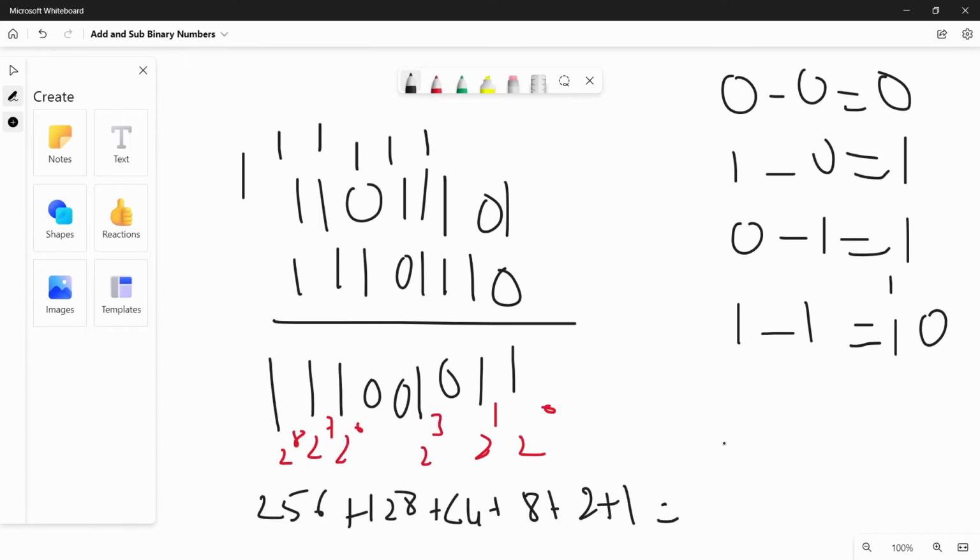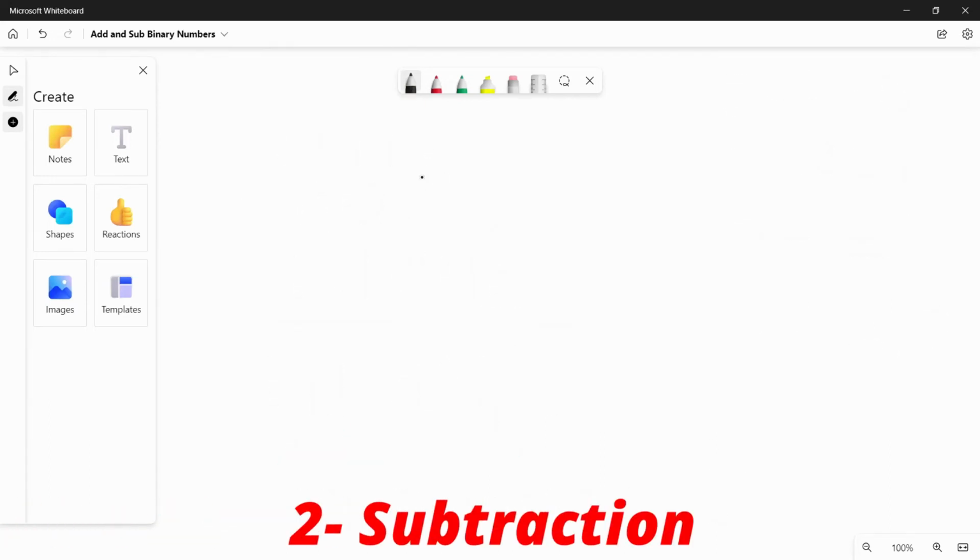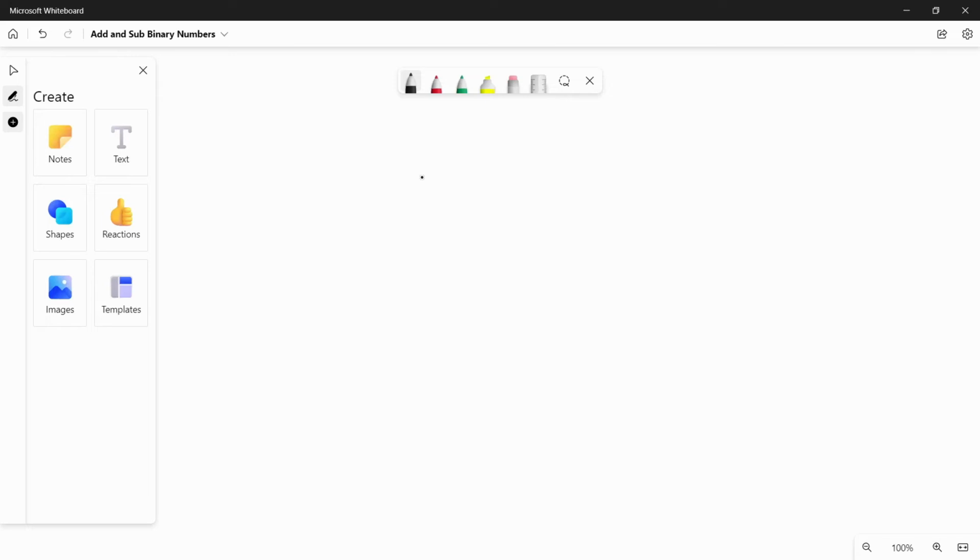So 256 plus 128 is 384, plus 64 is 448, plus 8 is 456, plus 3 is 459. Okay, now that we know how to add two binary numbers, let's try to subtract two binary numbers.